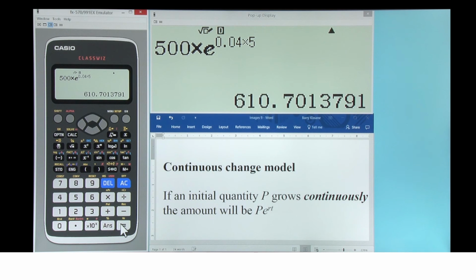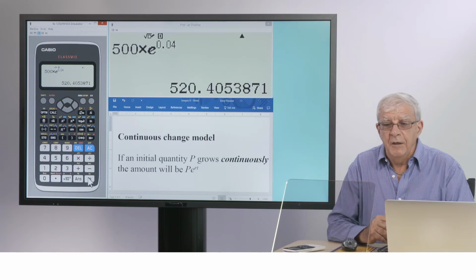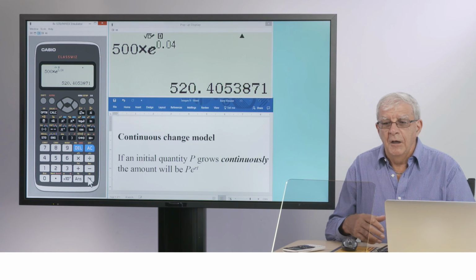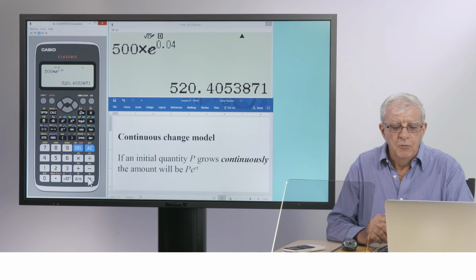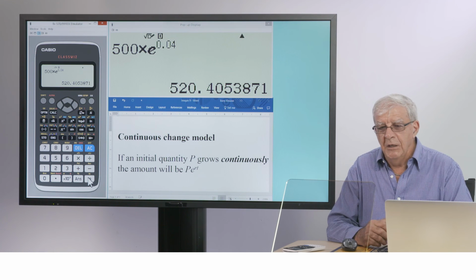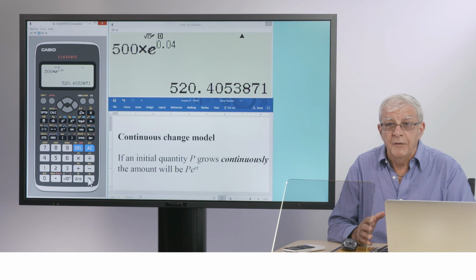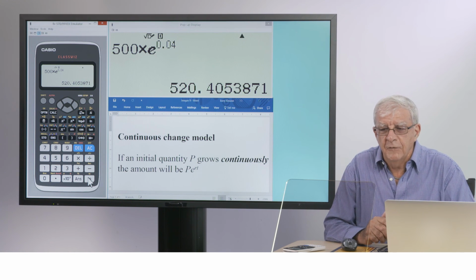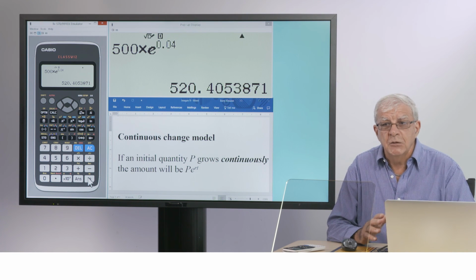After just 1 year, I'll go back and edit that and take out the 5 and just have 1 year. After 1 year, the $500, if it's compounded continuously, will be valued at $520.40 and a bit more. You can see it's a little bit more than 4% interest. So continuous growth is a little bit different from other kinds of growth. The exponential function is very important for modelling continuous growth and decay and natural processes.